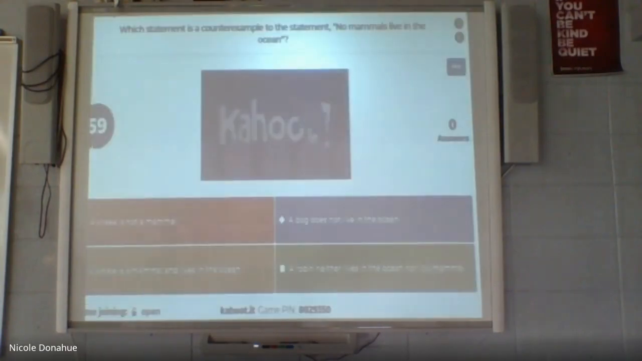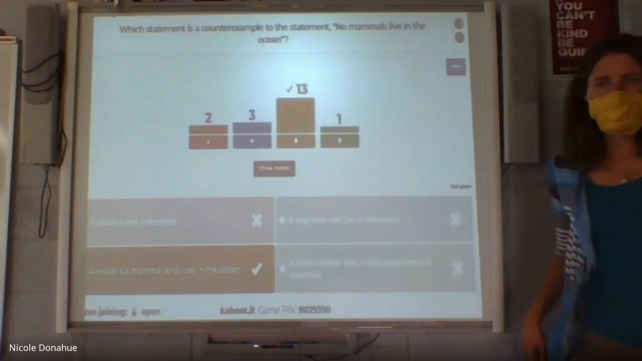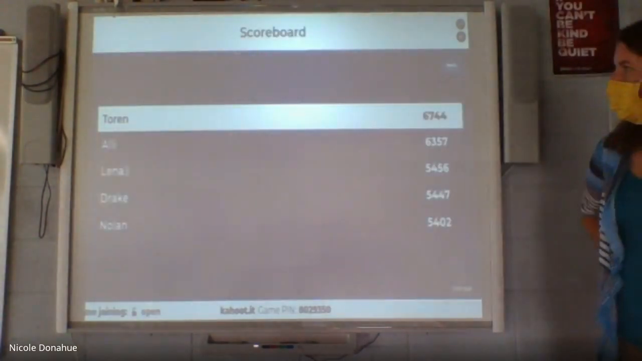So a counterexample to this statement: no mammals live in the ocean. It says a snake is not a mammal, a dog does not live in the ocean, a whale is a mammal and lives in the ocean, or a robin neither lives in the ocean nor is a mammal. So the counterexample is that a whale is a mammal, and it lives in the ocean, so you don't really have to know too much about mammals or not mammals.